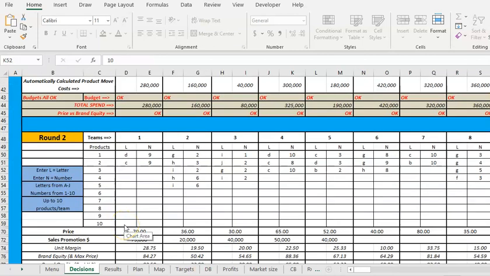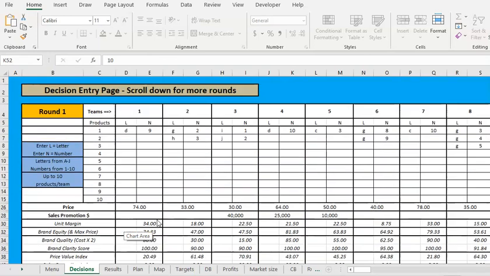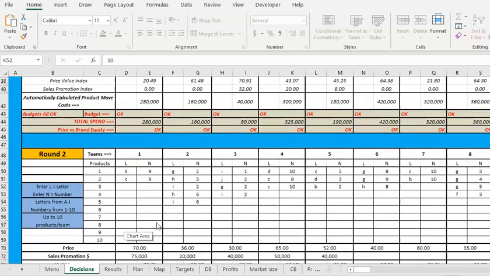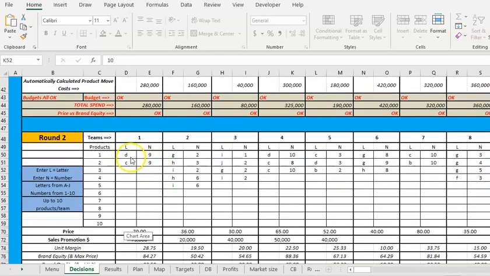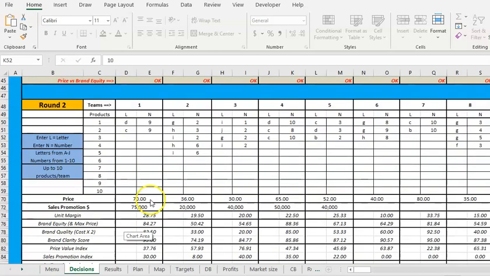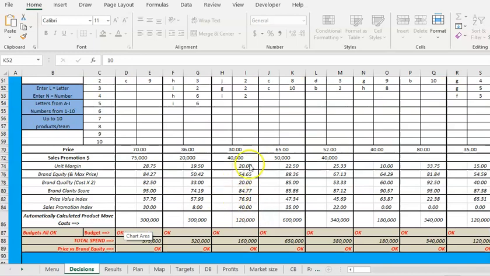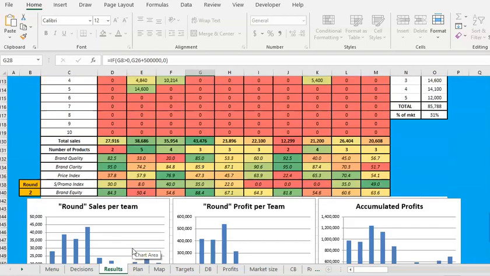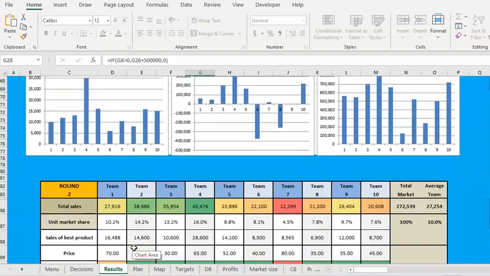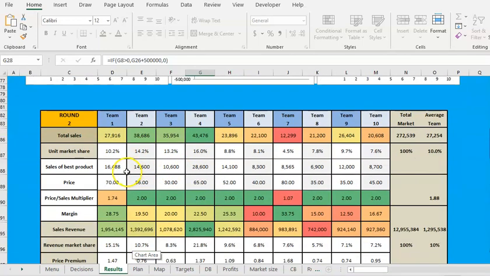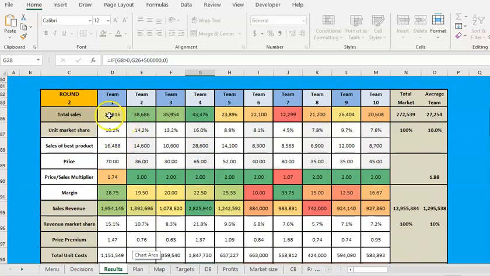Okay, now I've gone into the decision sheet again. This time round 2. Now round 1 we leave that, we don't change that, that decision's been made. There are our decisions for Team 1, D9, C9, $70 and $75. And I've just made up some other decisions for the other teams. As you can see, we've got all the OKs happening. So then we go straight to results. And this is round 2. So this is the graphs underneath. So basically, this is our team here.